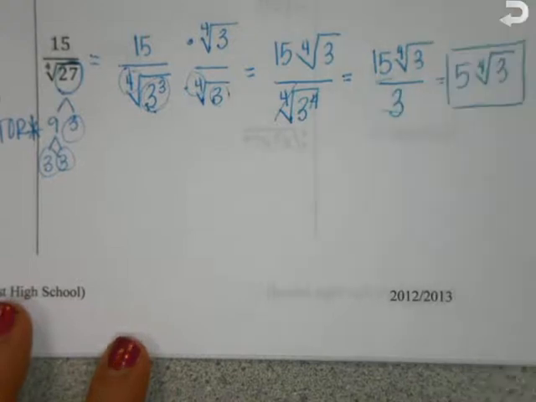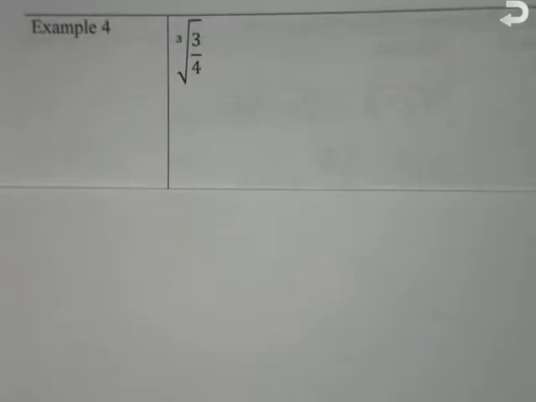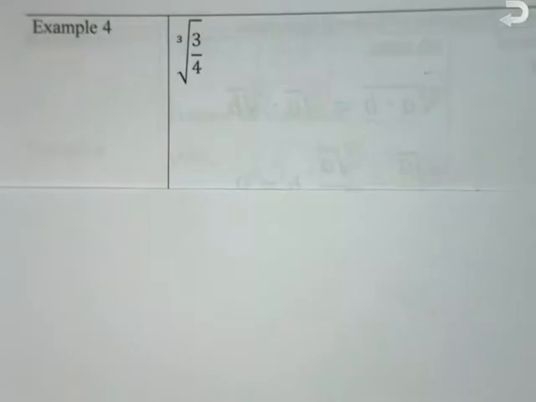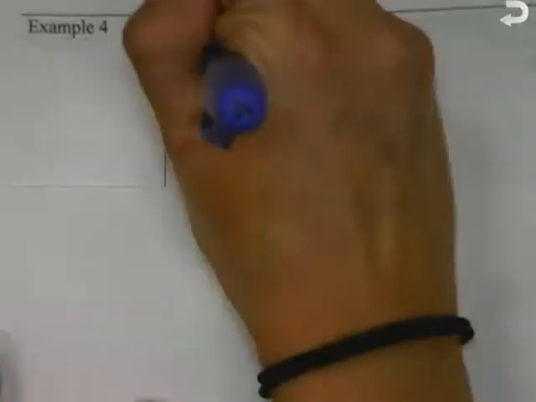coefficients. Okay guys, example 4. The cube root of 3 over 4. Now this goes right back to one of the rules we wrote at the beginning. The very first thing we want to do is break this apart. So this is the cube root of 3 over the cube root of 4.